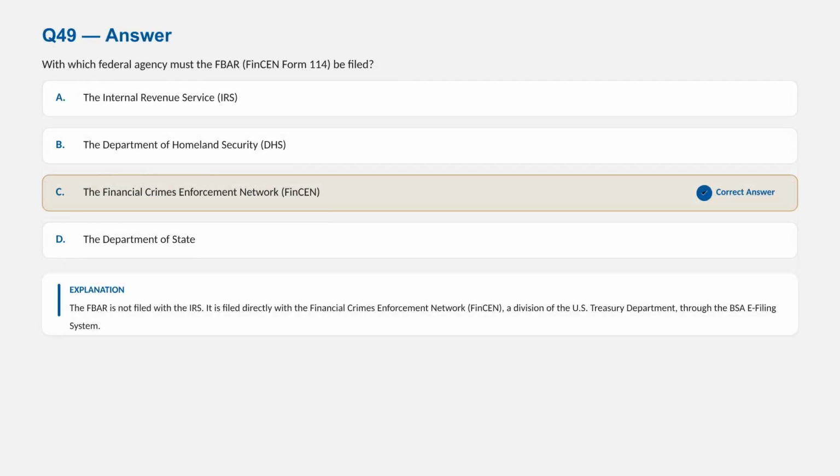The correct answer is C. The Financial Crimes Enforcement Network, FinCEN. The FBAR is not filed with the IRS. It is filed directly with the Financial Crimes Enforcement Network, FinCEN, a division of the US Treasury Department, through the BSA E-Filing system.